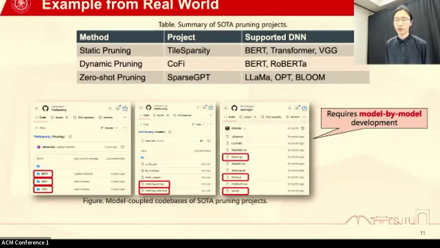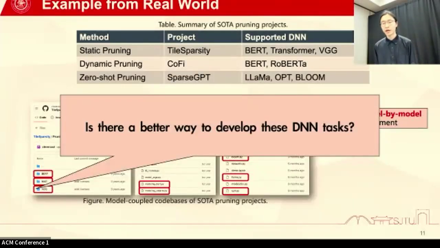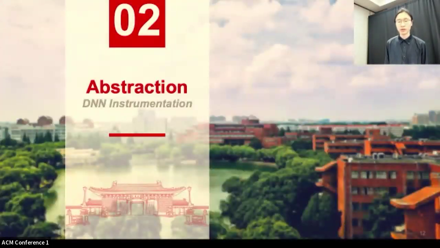So this is the example from the real world. I collected from the GitHub community, and there are the SOTA pruning algorithms implemented by different developers. There are the static pruning project Tilewise, the dynamic pruning project Kofi, and the zero-shot pruning project SparseGPT, and they support different DNN models. We can see that they have to write network-coupled code for different networks, and this is really unextensible. So the problem is, is there a better way to develop those DNN tasks? And our solution is to borrow the instrumentation idea to the DNN community.